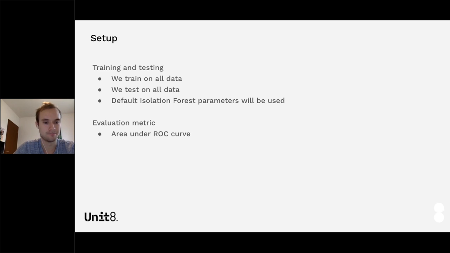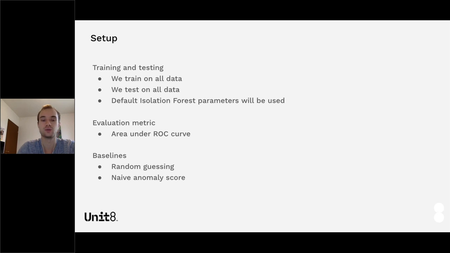Then for the evaluation of our model, we used area under the ROC curve. We use this particular metric because it's very useful for models that output different confidence scores, and that's exactly what we have in our case. And to compare our model, or to get a sense of how good it is, we want to compare it to some baselines.